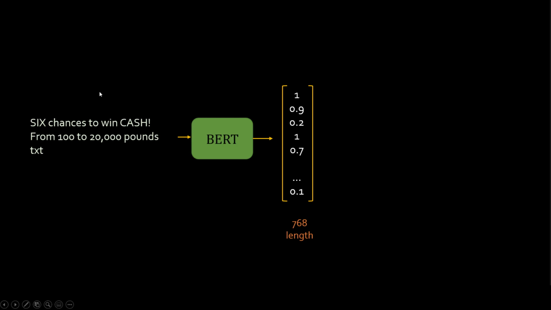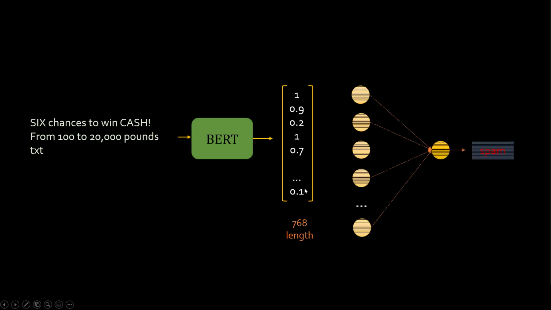Now, BERT will convert an email, the whole email, into an embedding vector. We saw in a previous video that the purpose of BERT is to generate an embedding vector for the entire sentence, and that is something we can feed into our neural network and do the training. So here we will generate a vector of 768 length. Why 768? We have covered that in a previous video.